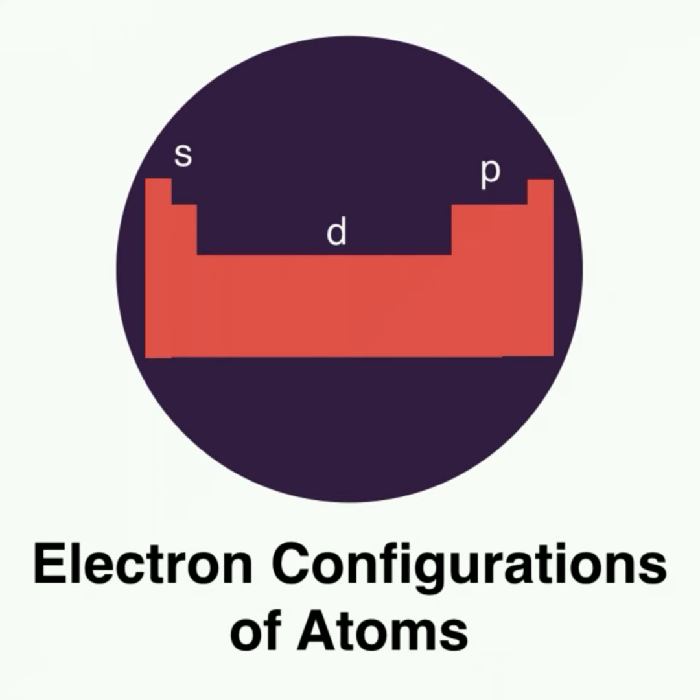In this lesson, we'll look at how to write electron configurations of atoms. Electron configurations are a condensed way of showing exactly where all the electrons are located in a species. These are also called ground state configurations, which just specifies that it's the configuration of lowest energy.